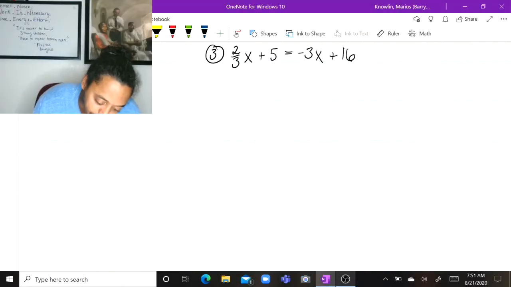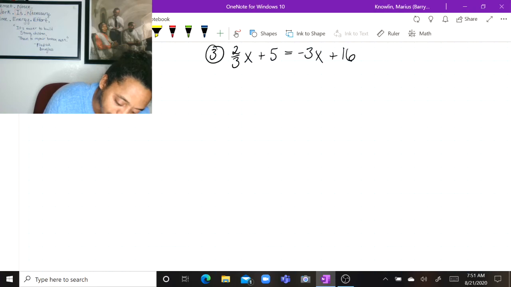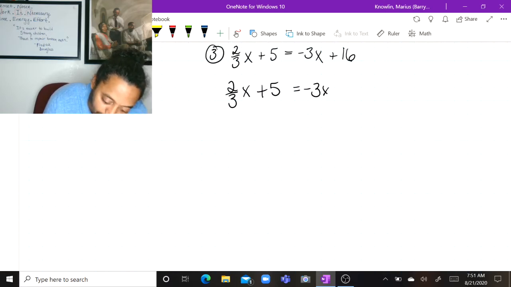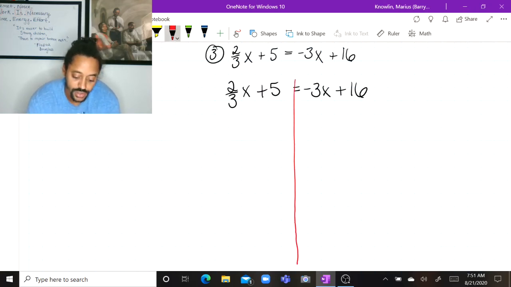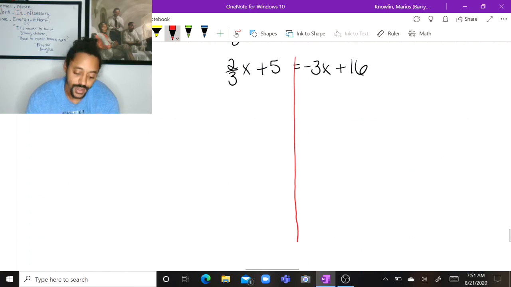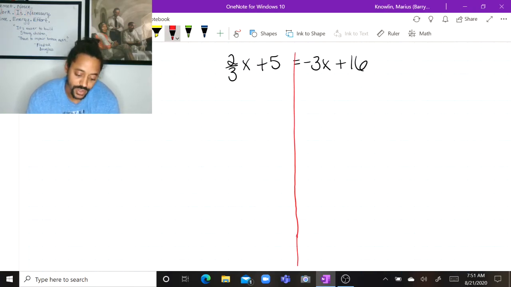Right, number 3. First thing we want to start off with number 3 is by rewriting our problem. We have 2/3 x plus 5 equals negative 3x plus 16, all right? Next, we want to go ahead and split our equation into 2 parts, a left side and a right side. And I'm going to even bring it down some more right there.